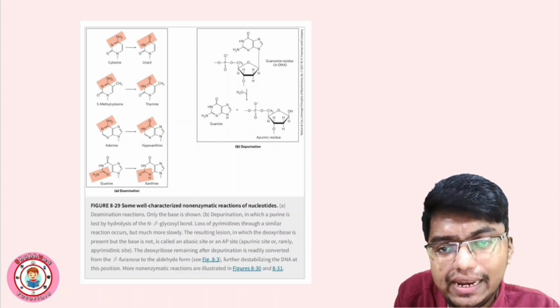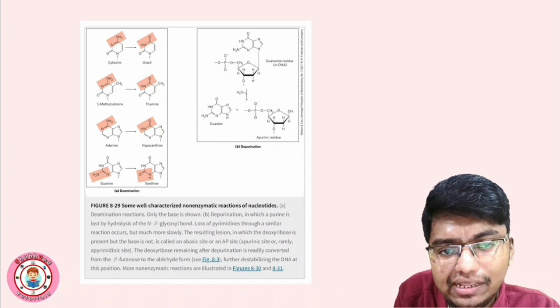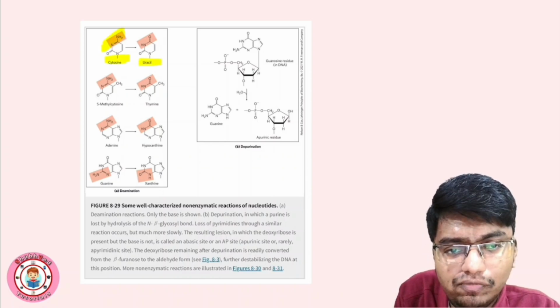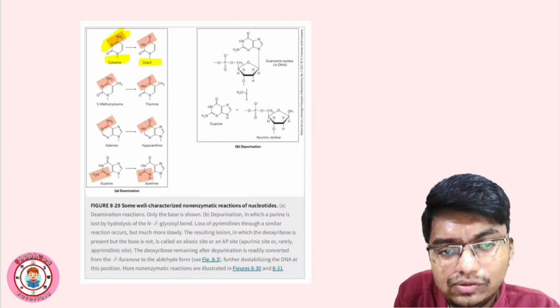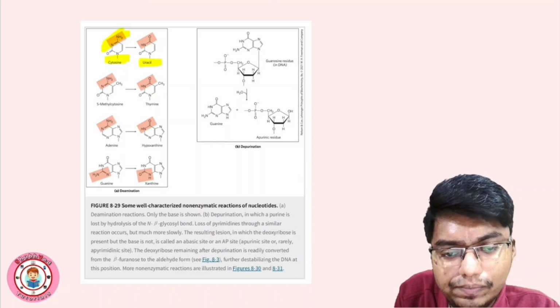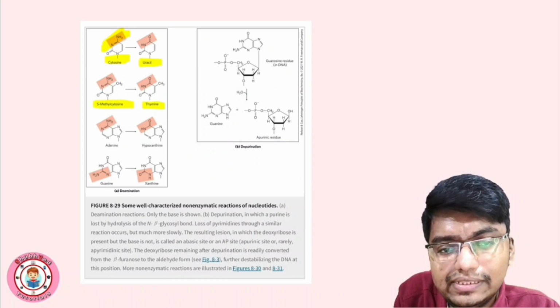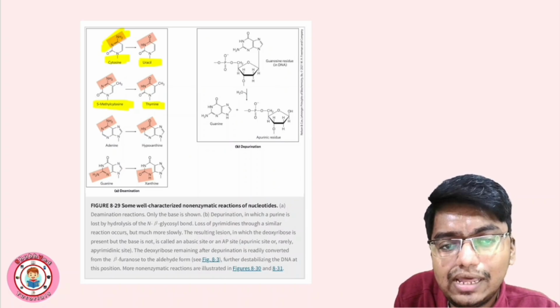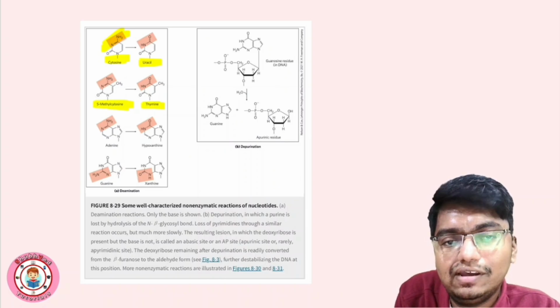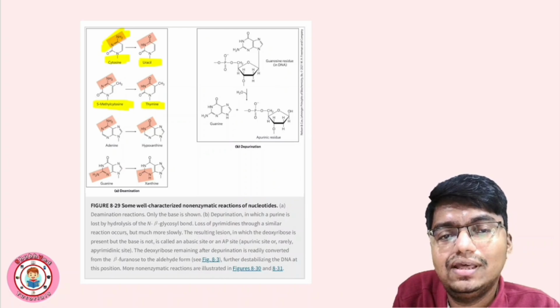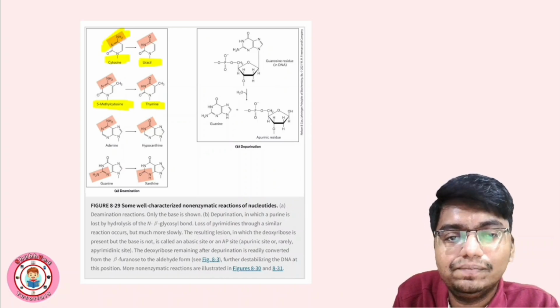Now, some well-characterized reactions you have to know. Okay, deamination. Cytosine deamination gives rise to uracil. Deamination is removal of the amino group. 5-methyl cytosine is converted to thymine. How to remember this? Methyl group is present only in thymine. So 5-methyl cytosine, after deamination, changes into thymine, right?